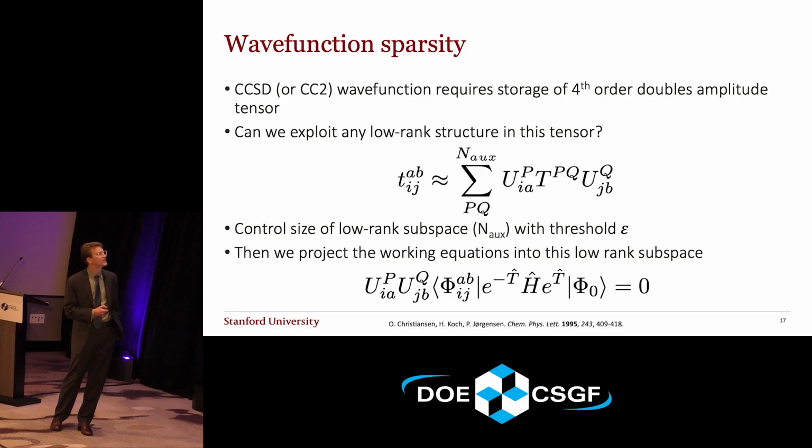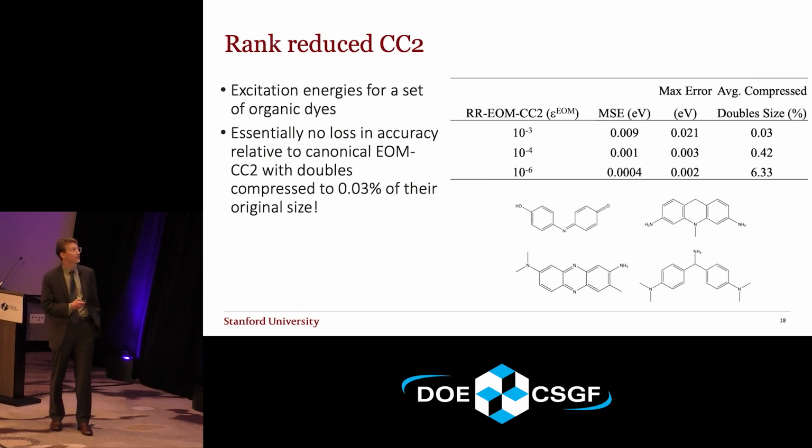We did this in the context of CC2, so rank-reduced CC2, and we're mainly interested in photochemistry here, so we're looking at excitation energies. Here I'm showing the accuracy of rank-reduced CC2 relative to its parent method. These are all essentially negligible errors, while we're compressing the doubles to less than 1% of their original size for this set of organic dyes.